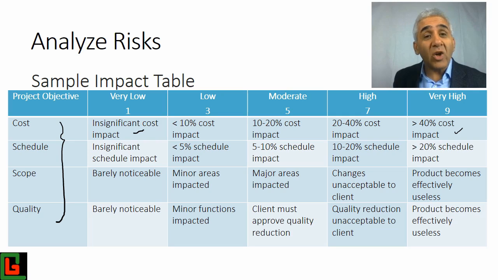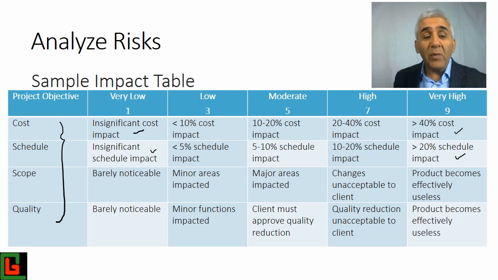Now coming to other objectives, schedule. If there is a very insignificant impact on the schedule, it is assigned as a number 1. And similarly, as we move further here, more impact on schedule, the bigger number it gets. So if it's more than 20% impact on schedule, it is assigned as number 9. Whether it's 20% or 40% or 80%, that is what you have to decide when you finalize your plan.